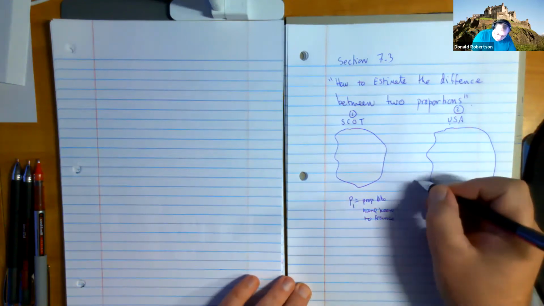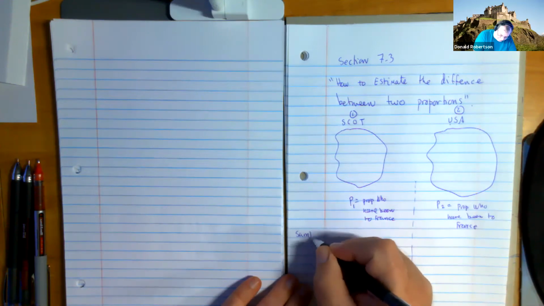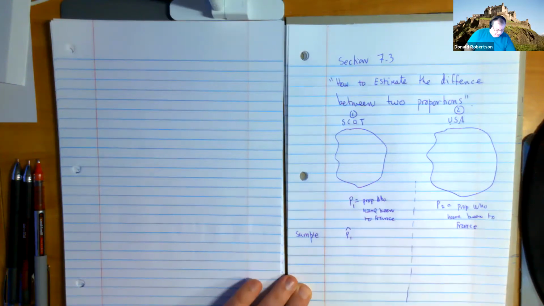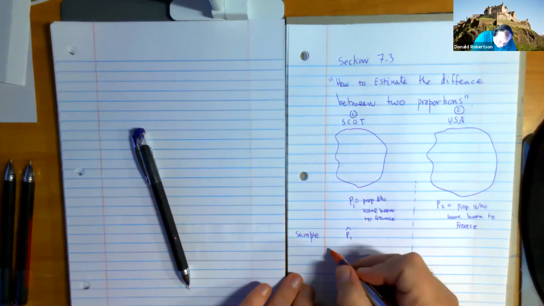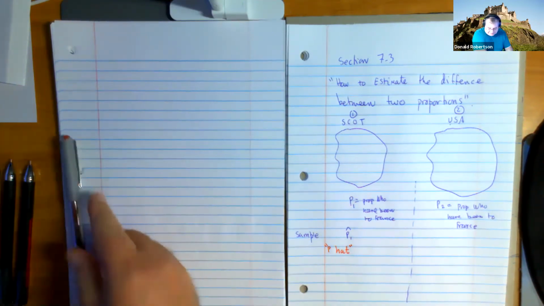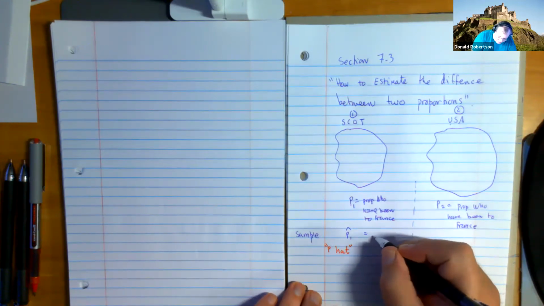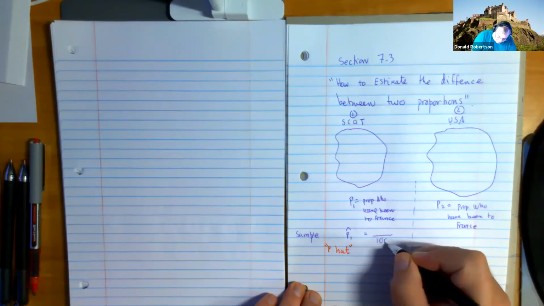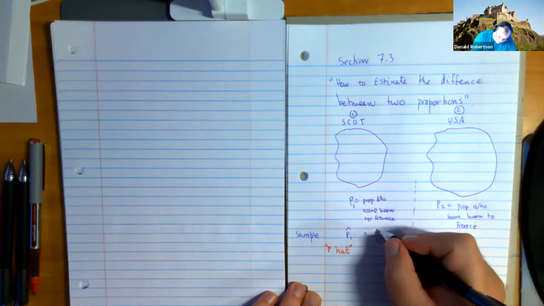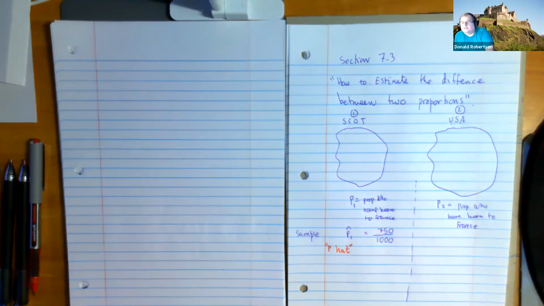So what we would do is get a sample. And the sample will be called that guy, which we will read out loud as P hat. And how did that sample come about? Well, we asked 1,000 Scottish people, Scottish adults, have you ever been to France? And 750 of them said yes.